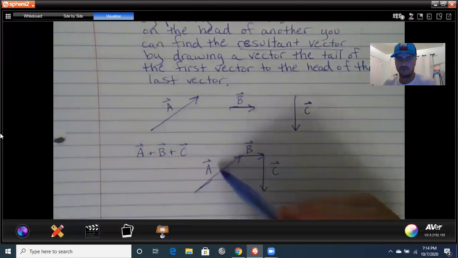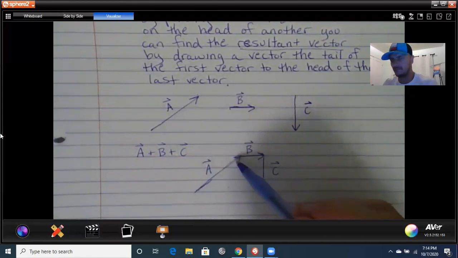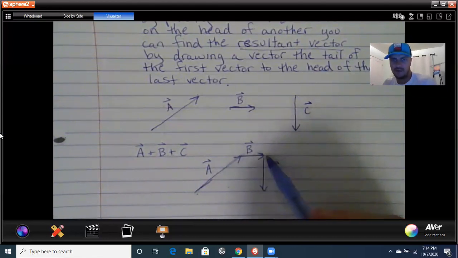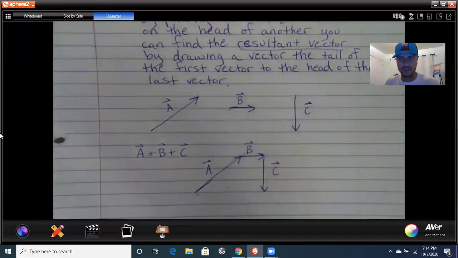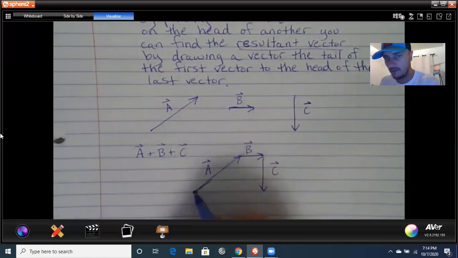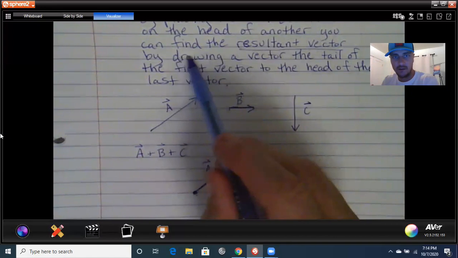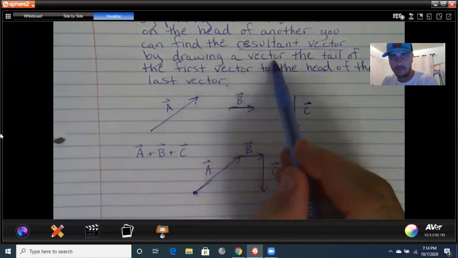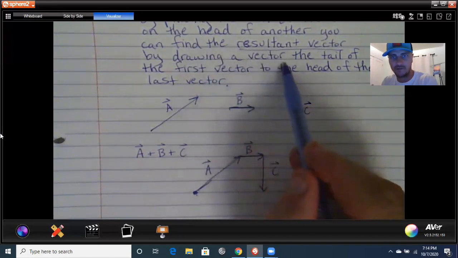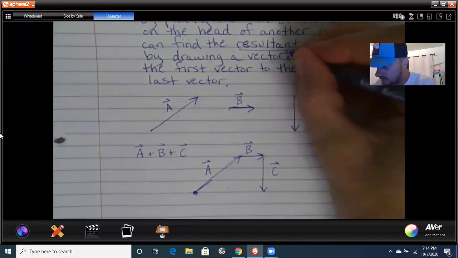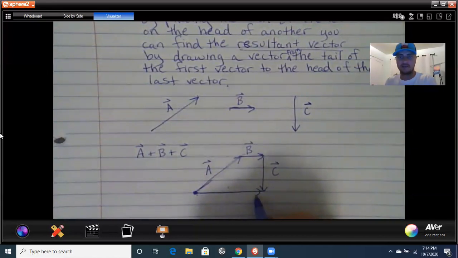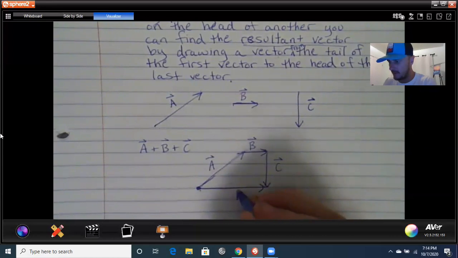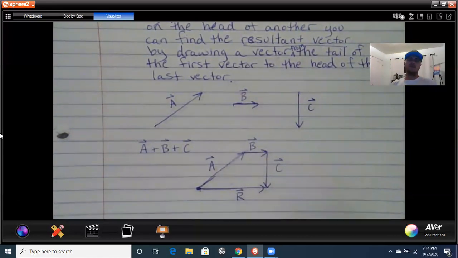Okay, so let's say this was a force. We're pulling with 40 newtons this way and 15 newtons this way, and we're pulling with 30 newtons this way. Well, what is the resulting force that comes from all of those forces at one time? It would look like this. You find the resultant vector by drawing a vector from the tail of the first to the head of the last. There's our resultant vector, and I'm going to call it vector R for resultant. That would be the answer in this case.